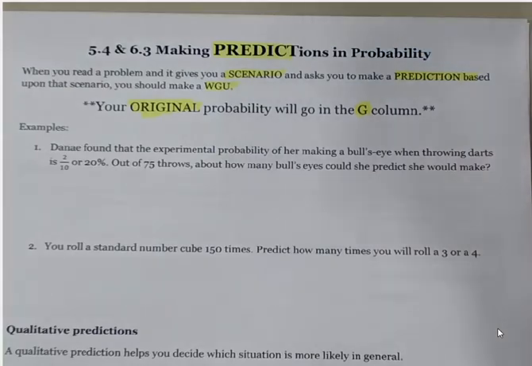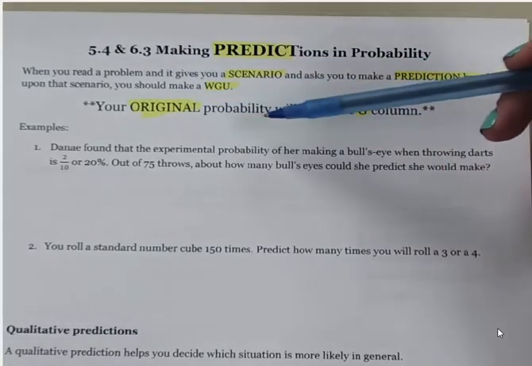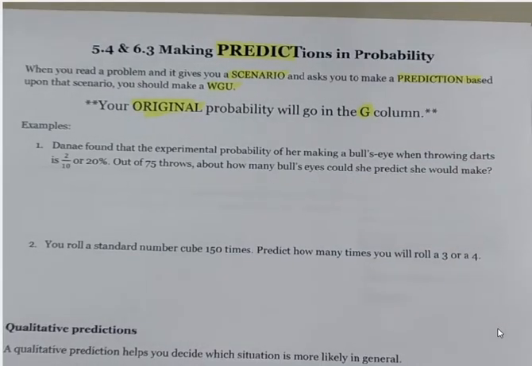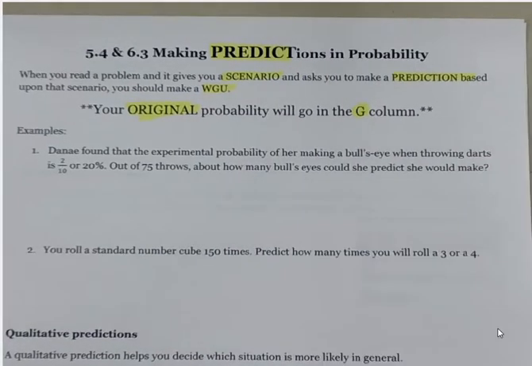But it asks you to make a prediction based upon that scenario, so you need to make a WGU. Just like with everything else we've been doing this year, make a WGU. My little hint for you is your original probability, what they give you at first, that's going to go in your G column. Alright, so examples. We got, it looks like 6 examples today, so we're going to try and fly through them.